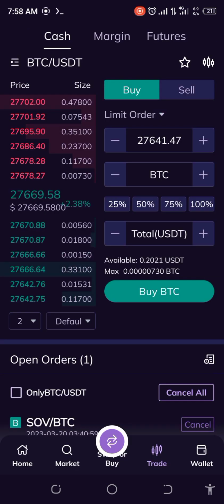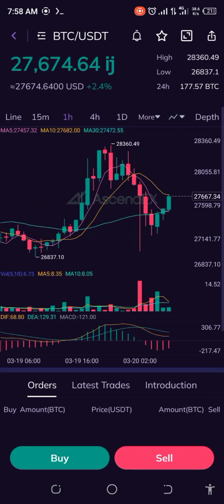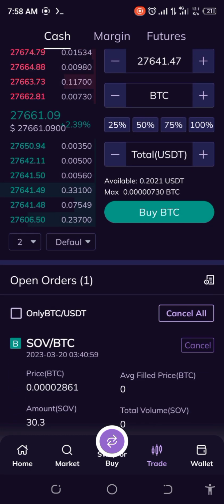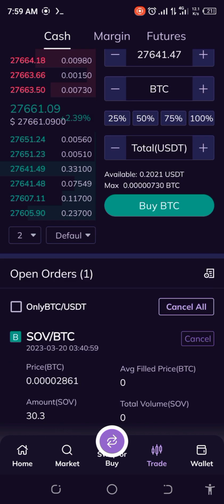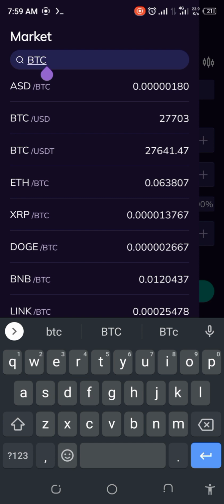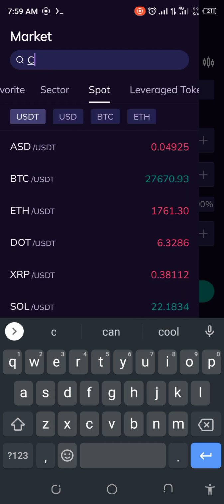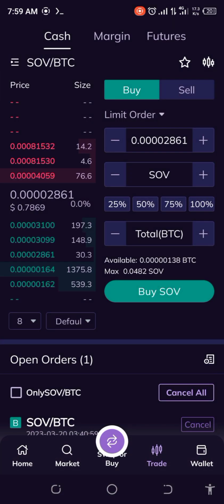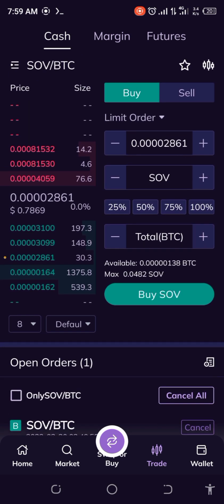All right, I'm back. I can see that BTC is rising, and I still haven't sold. It's 27,670. So what I want to do right now is go over to my SOV BTC, because if you look at this, it hasn't actually changed. Let me check that directly. SOV, then BTC. The price is 2861. I'm still in the queue.